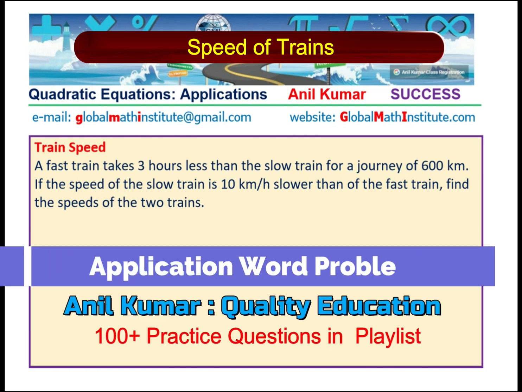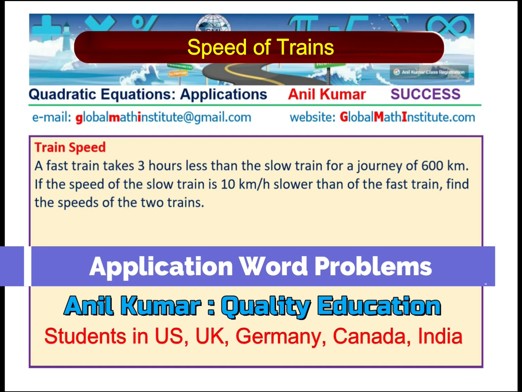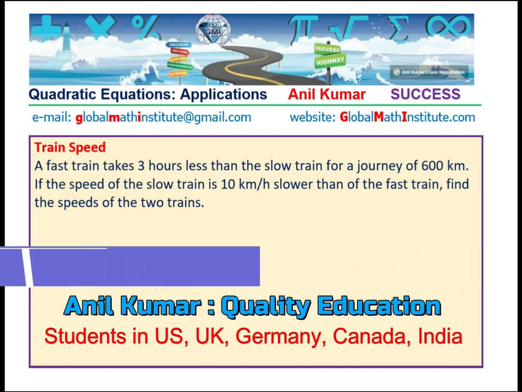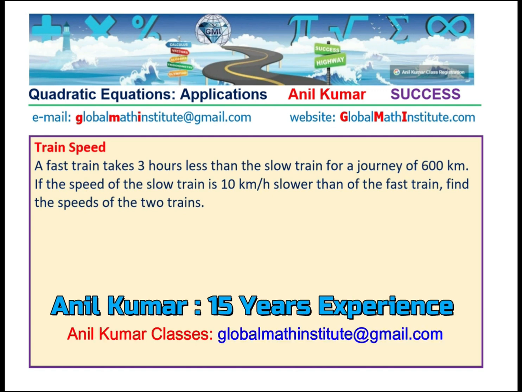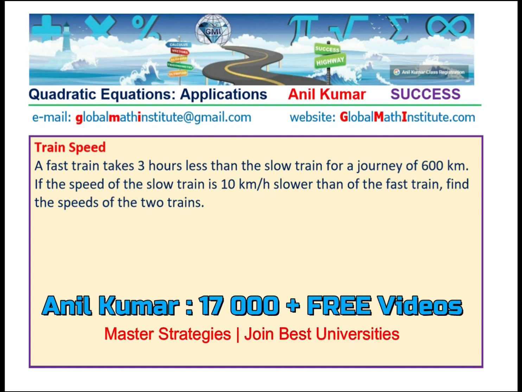Welcome to our series on solving application problems. Here, the question relates to distance, speed, and time. A fast train takes 3 hours less than the slow train for a journey of 600 kilometers. If the speed of the slow train is 10 kilometers per hour slower than the fast train, find the speed of the two trains.